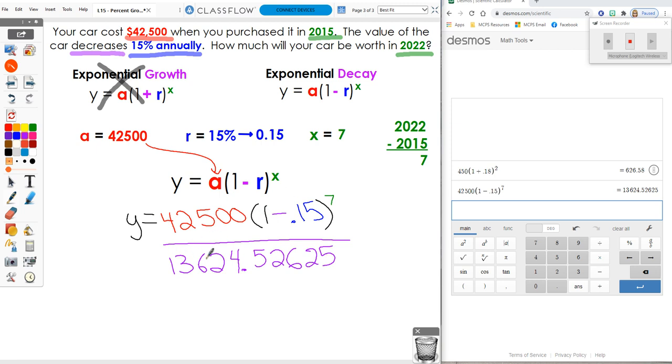How much will it be worth? So what we need to do is we need to make this look like a money amount. Okay, money only has up to the hundredths, only 2 decimal places. So what we need to do is look at this and decide, are we going to be rounding here? Since 6 is greater than 5, this number will round up. So what we really have is our car will be worth $13,624.53.